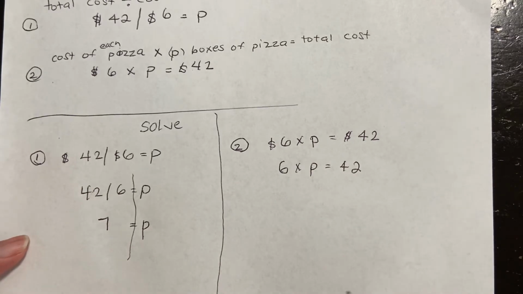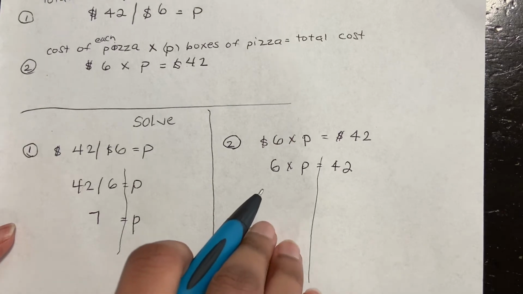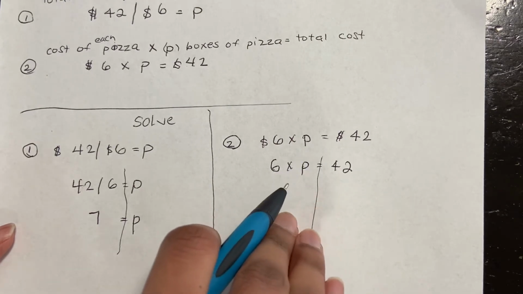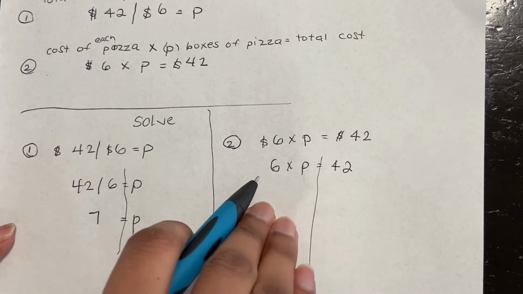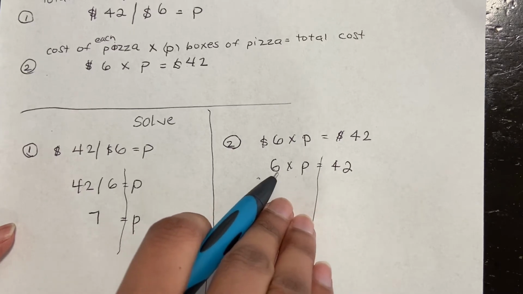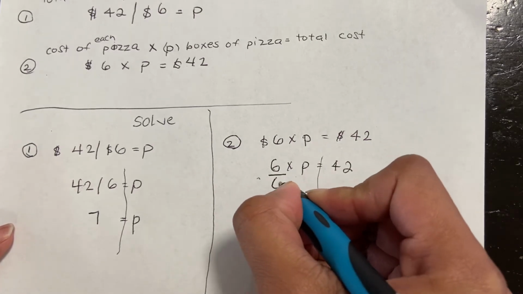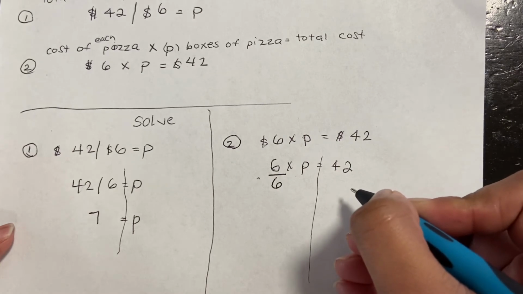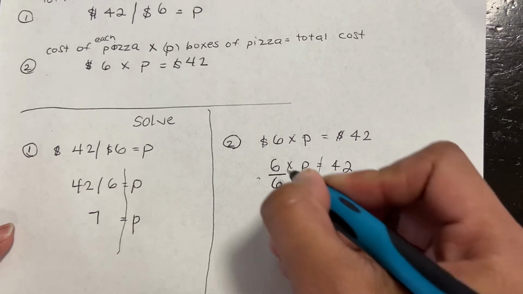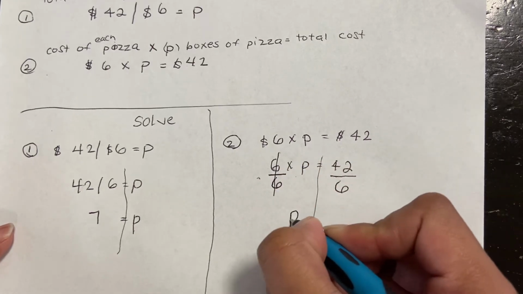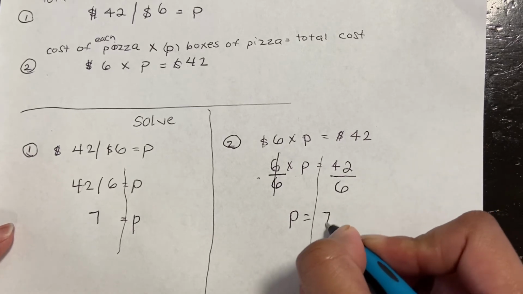Okay. Now here, in order for us to solve for P, I have to get P by itself. So since 6 is being multiplied to P, I would have to divide or do the inverse operation. In this case, I have to divide both sides by 6. So I'm going to have to divide 6 to 42. Cross that out, and I'm going to be left with P all by itself. 6 goes into 42 7 times.